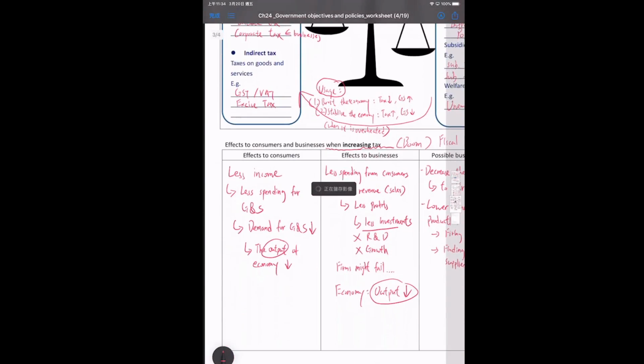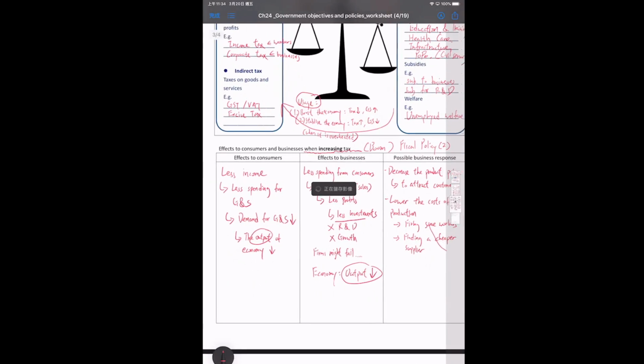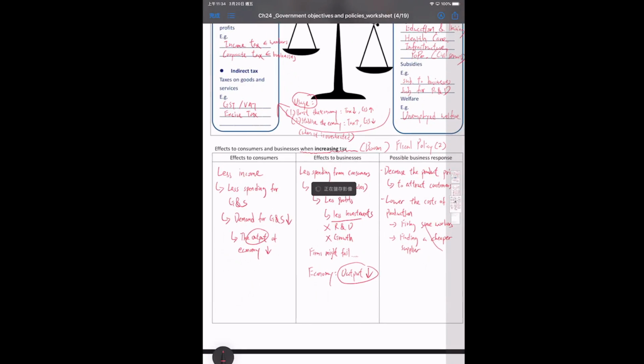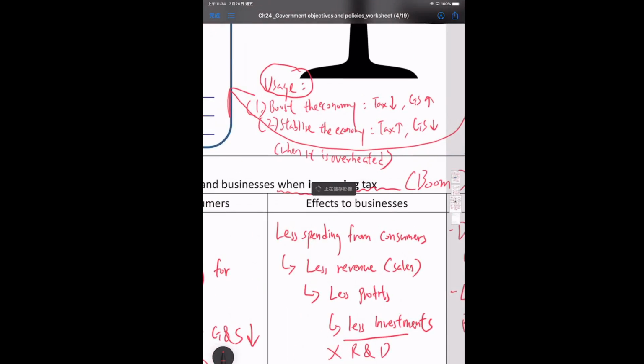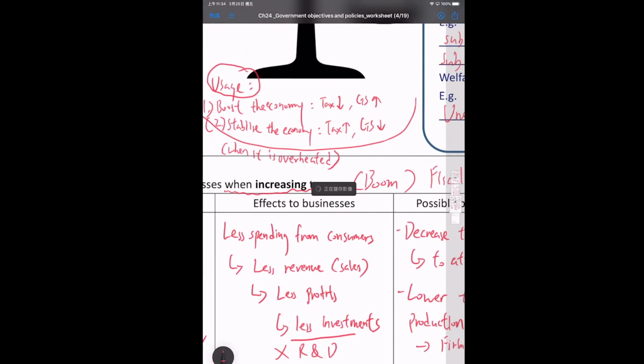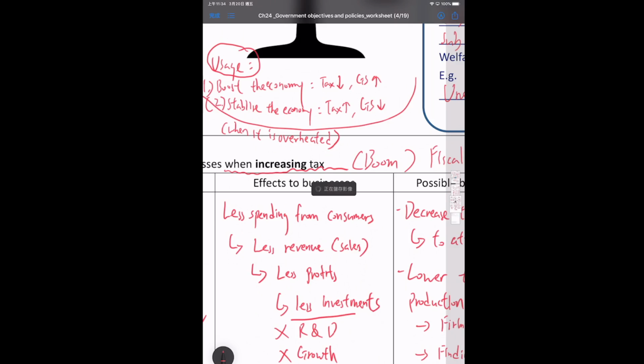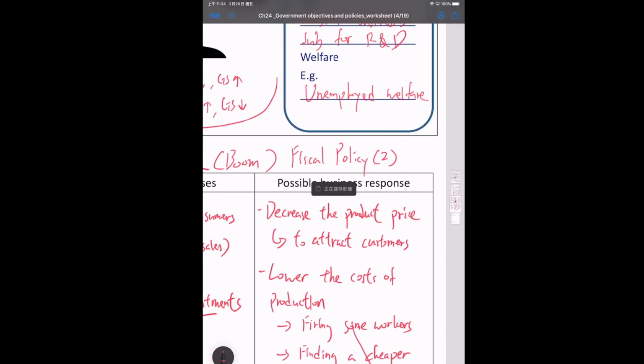And don't forget, this is just one option that you can make from fiscal policies. Right now we are using option two. We are trying to stabilize the economy, and that's why the government decided to increase the tax, or they can reduce the government spending instead to achieve the same goal. So right now they are using option two.